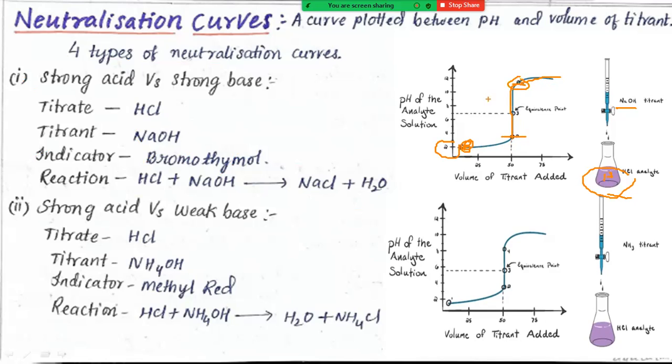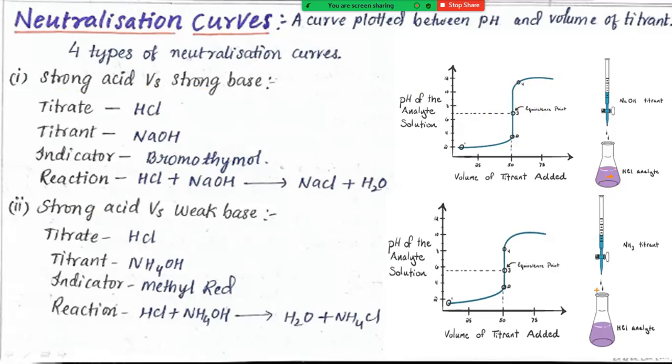These neutralization curves explain how the equivalence point is obtained. Here the equivalence point is exactly at pH 7. Why? Because we are using a strong acid versus a strong base, both of equal strength, so we get exactly 7, right? And coming to the second neutralization curve, that is called strong acid versus weak base.